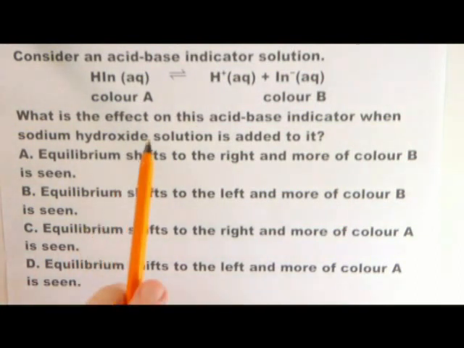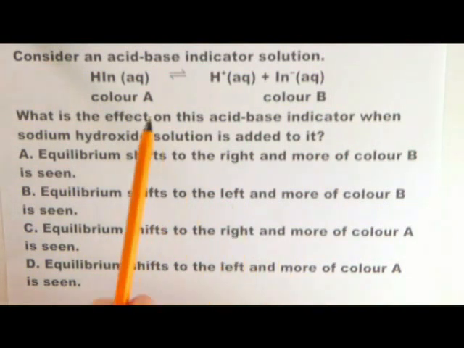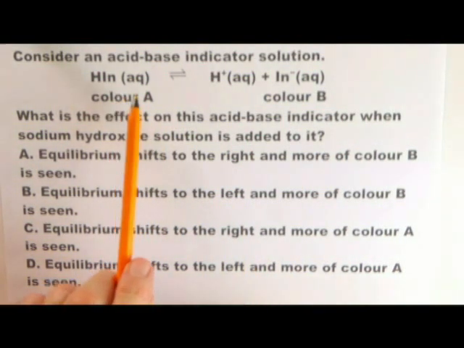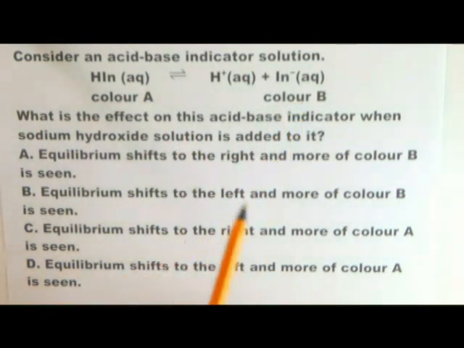This is the reversible equation for an indicator. In one form it has a colour A, and in the other form it has a colour B. This could be something like phenolphthalein, or methyl orange or methyl red, or any one of a range of different indicators. So what's the effect on this acid-base indicator when sodium hydroxide is added?